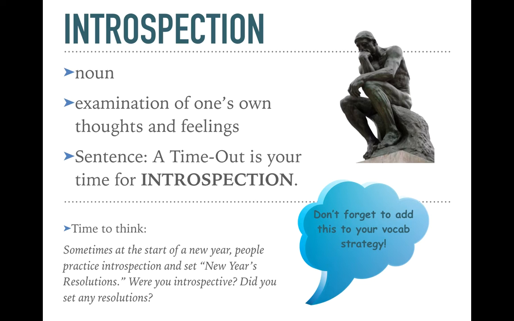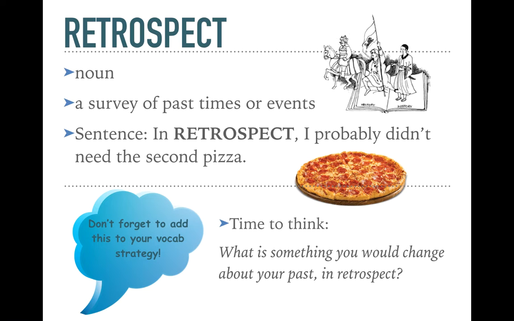We're going to move on to our next word, which is kind of similar to this word. It's retrospect. Retrospect is also a noun, and it means a survey of past time or events. So again, kind of looking back, reflecting. In retrospect, I probably didn't need the second pizza. In the book it reads, "In retrospect, I wish I had chosen an instrument like the flute when I joined the band rather than this heavy, awkward tuba." So it's thinking back and surveying or reflecting on something that's happened in the past.